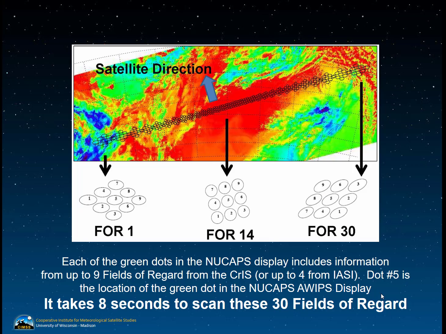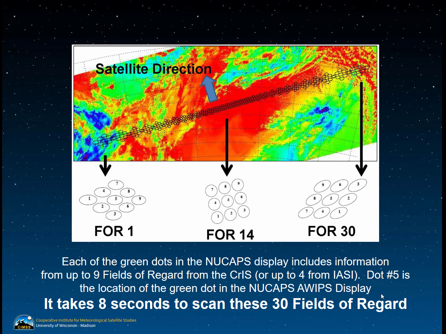Each ATMS footprint includes 9 CrIS fields of regard, so 9 CrIS infrared fields of regard are overlain by one ATMS footprint. When the satellite is looking straight down, those 9 fields of regard are fairly tightly packed together and they're circular. There are 30 fields of regard in one scan line for CrIS. At the edges, the fields of regard become a little bit more elliptical and they're much more spread out.